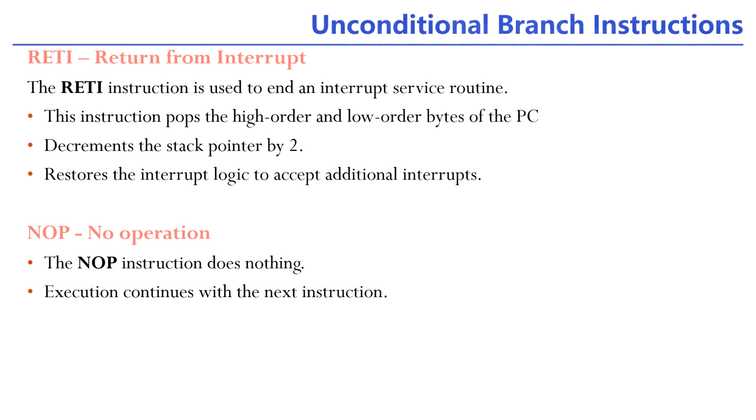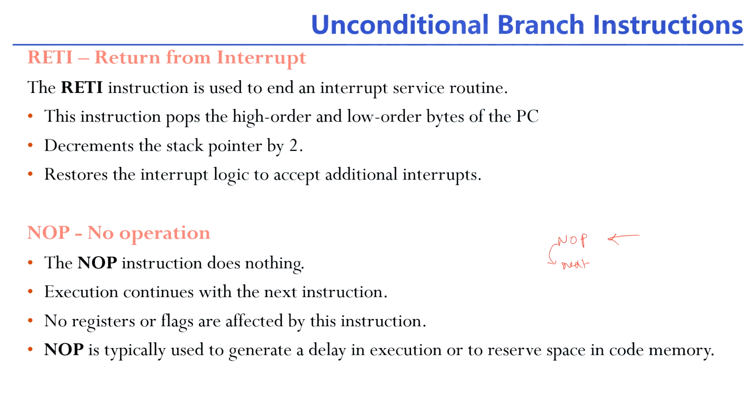But execution continues with the next instruction. That means if the NOP instruction is there, it won't perform any operation, but it will pass the execution control to the next instruction. And no registers or flags are affected by this instruction. Whenever there is no operation, no registers or flags will be affected. And NOP is typically used to generate a delay in execution or reserve space in code memory.